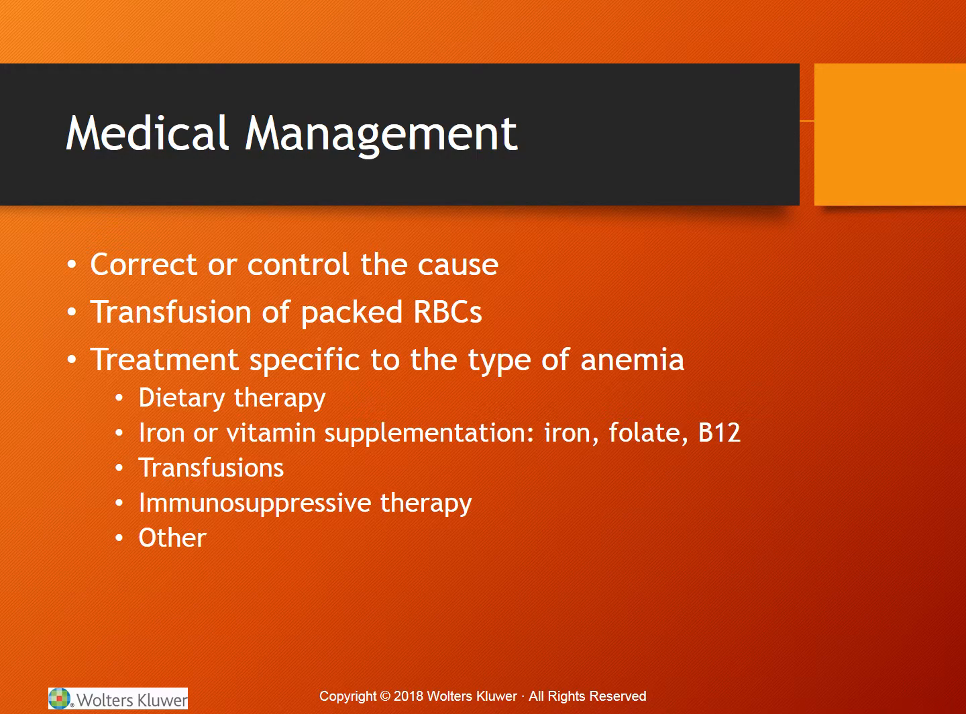Treatment specific to the type of anemia can be dietary therapy. We see this more often in vitamin B12 deficiency. Iron or vitamin supplementation, iron, folate, or B12, transfusion, immunosuppressive therapy, or there may be something else that you need to treat them with.